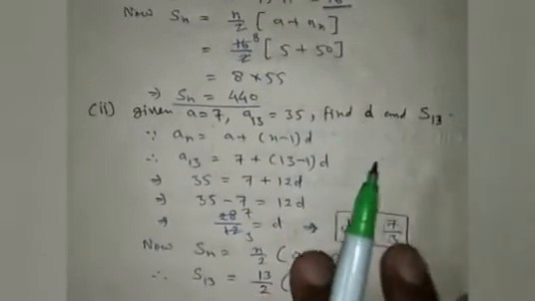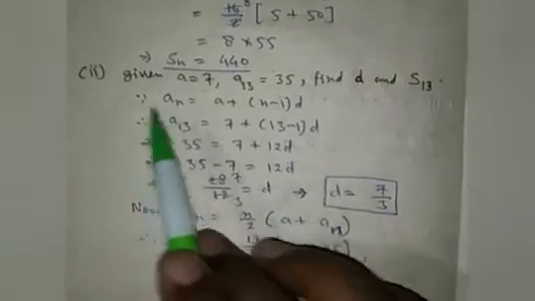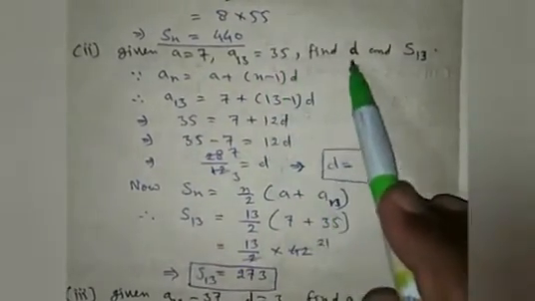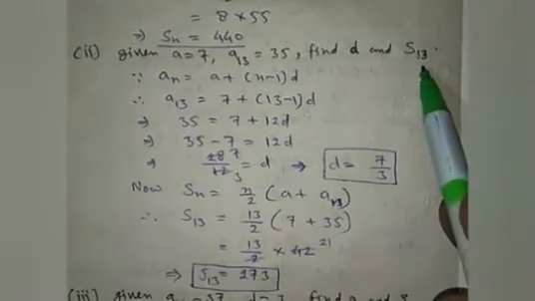Now Sn equal to n by 2 into a plus an. So here 16 upon 2 into bracket 5 plus 50. So here it is equal to 8 into 55, that is equal to 440. Now in second part, given a equal to 7, a13 equal to 35, find d and S13.